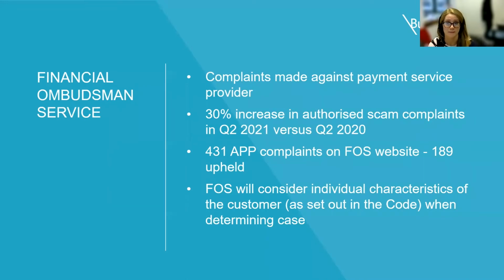If you go onto the FOS website, there are 431 complaint decisions which mention authorised push payment fraud. Of those, 189 were upheld. Usually these are where the Ombudsman takes the view that the customer did have a reasonable belief that they were making a genuine payment, or that warnings were either not present or too generic. The Ombudsman, in upholding the code, may also take account of the individual characteristics of the customer, such as age, when considering whether they would have a reasonable belief.